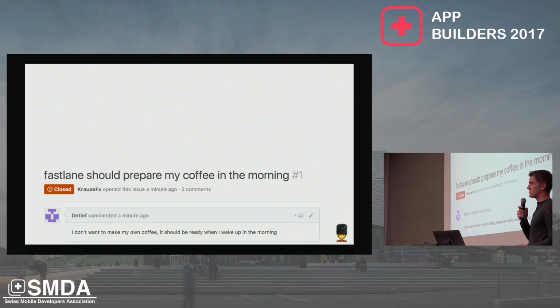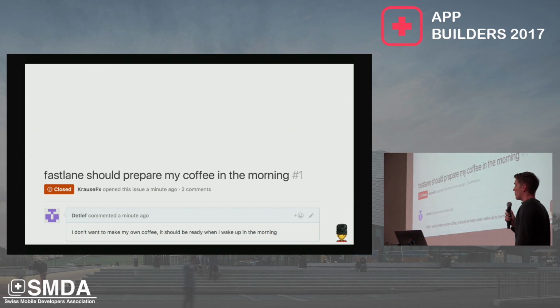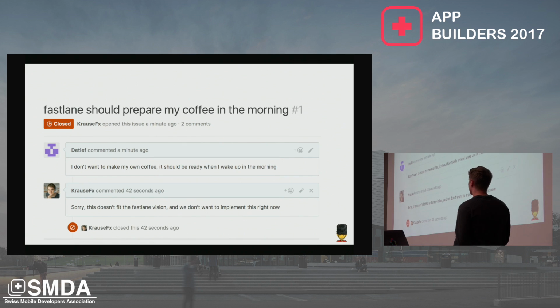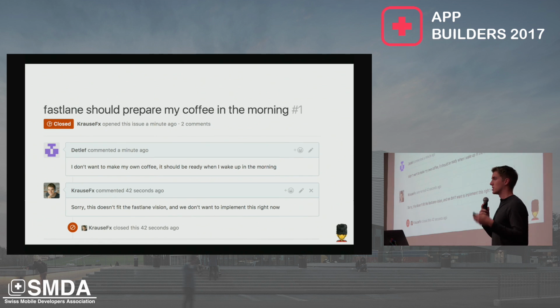So we would get an issue that tells us, well, it's really annoying. Every time I get up in the morning, I have to make my own coffee. And it would be so cool if Fastlane made that for me. And yeah, it sounds like a really cool idea. But I would comment that this doesn't fit into the Fastlane vision. Like, this is not what we set out to build Fastlane for. So I would comment that and close the issue.